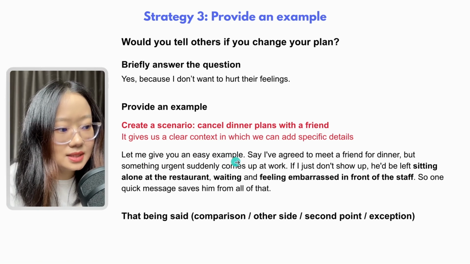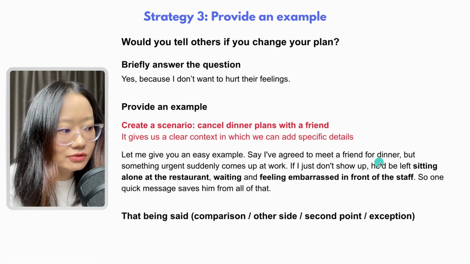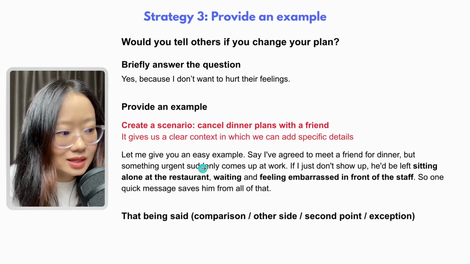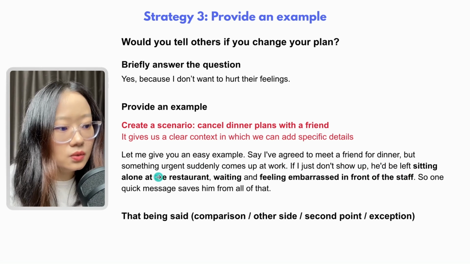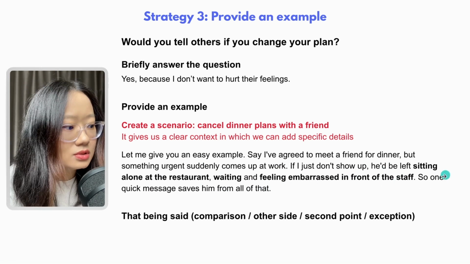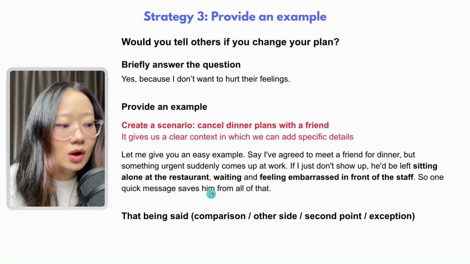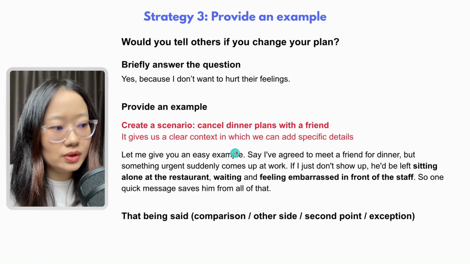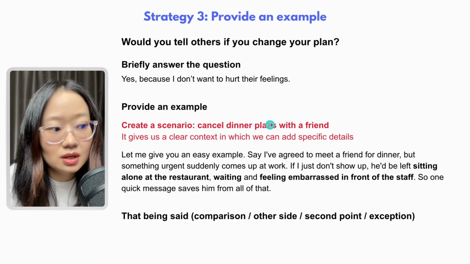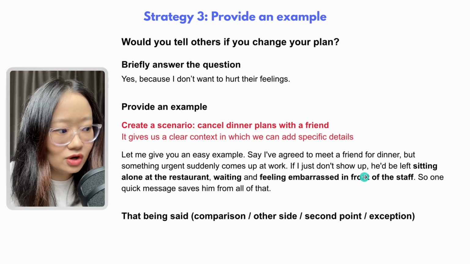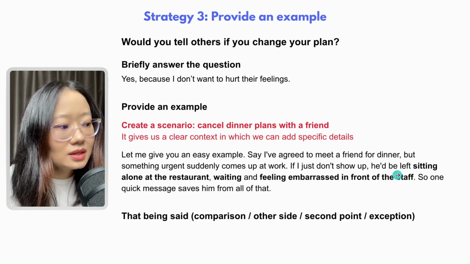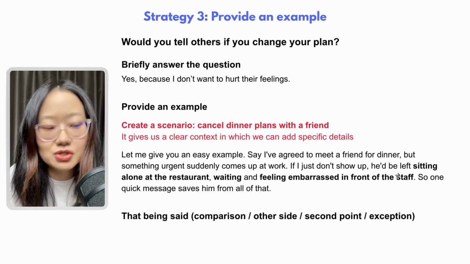Let me give you an easy example. Say I've agreed to meet a friend for dinner, but something urgent suddenly comes up at work. So if I just don't show up, he'd be left sitting alone at the restaurant, waiting and feeling embarrassed in front of the staff. So one quick message saves him from all of that. Because we have created a scenario of dinner plans, we can easily add details such as sitting alone at a restaurant, waiting and feeling embarrassed in front of the restaurant staff. It is details like this that make our answer much longer.